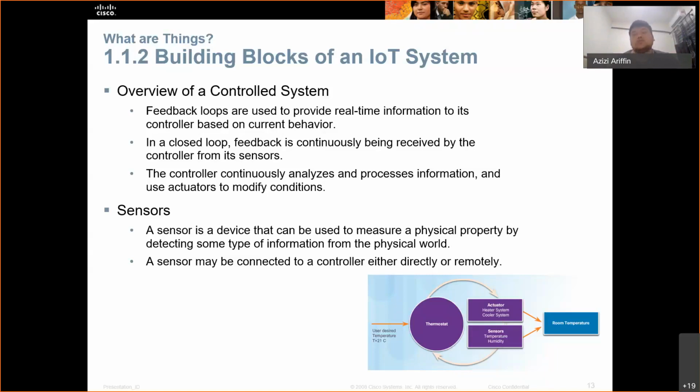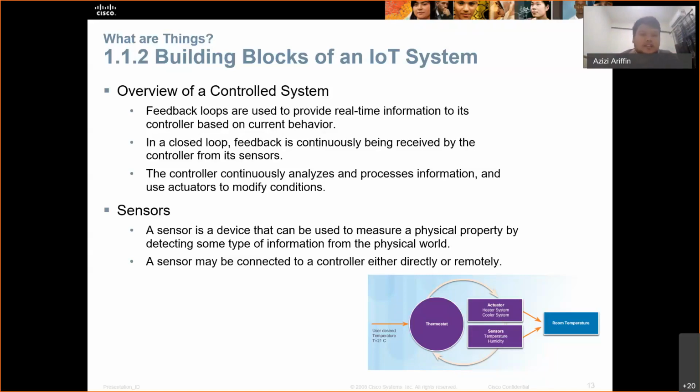So actuators tu relay lah, contoh kita nak buka lampu. So actuators is the one yang do action. Sensor is the one yang perceive the environment. Dia dapatkan maklumat daripada sekitar, macam temperature sensor, humidity sensor, distance sensor, you name it.